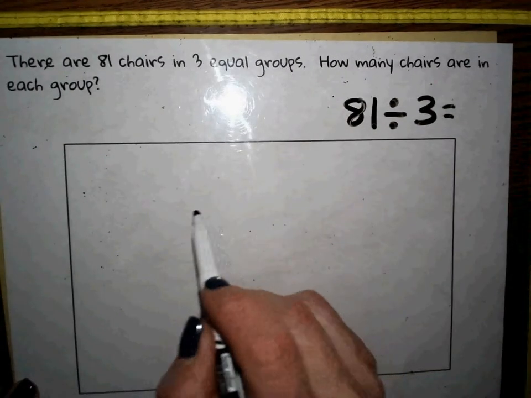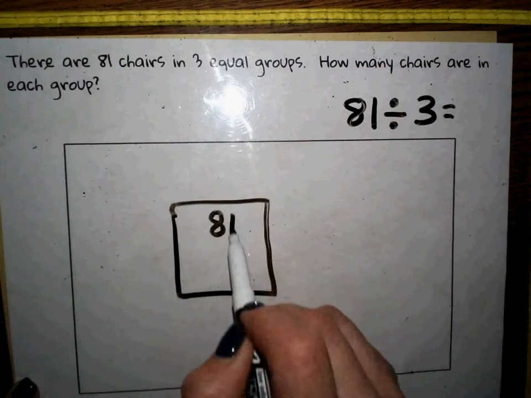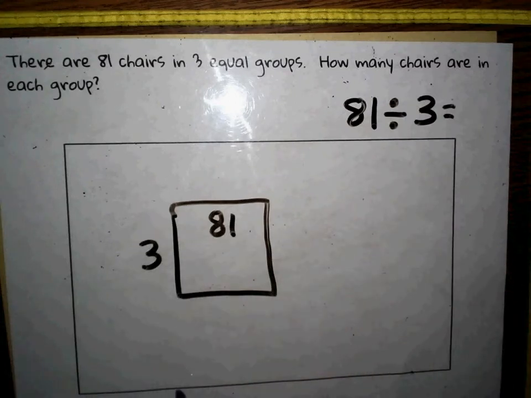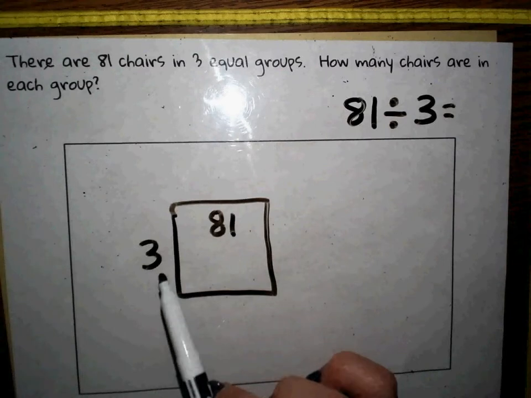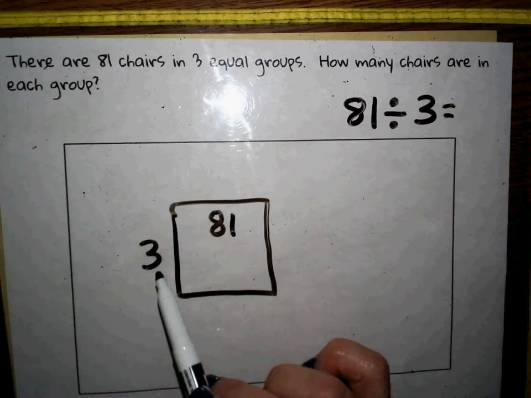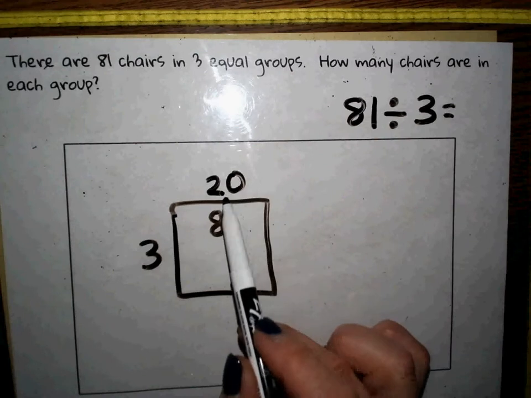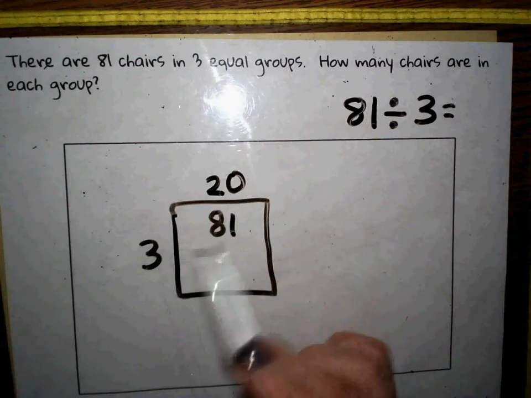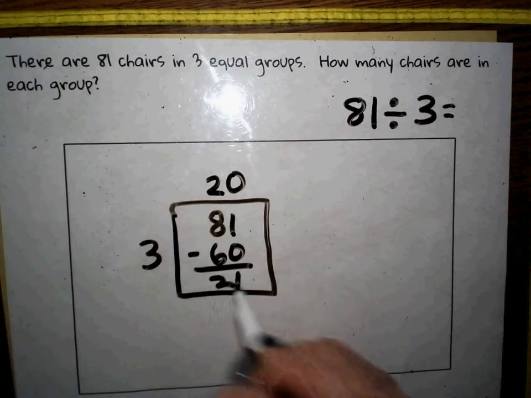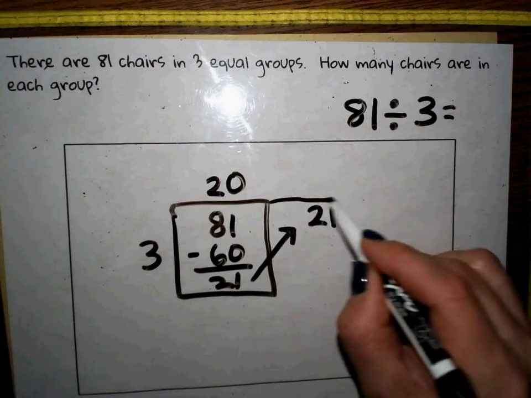So the first thing that I'm going to do is draw a box, and I put the dividend inside the box of 81, and the divisor goes on the outside. So I know one of my basic facts is 3 times 2, which is 6, so I know 3 times 20 would be 60. So I'm going to put my partial quotient of 20 and then multiply. 20 times 3 is 60. And then I'll subtract the 60 from the 81 and I get 21, and I bring that up top to the next box.